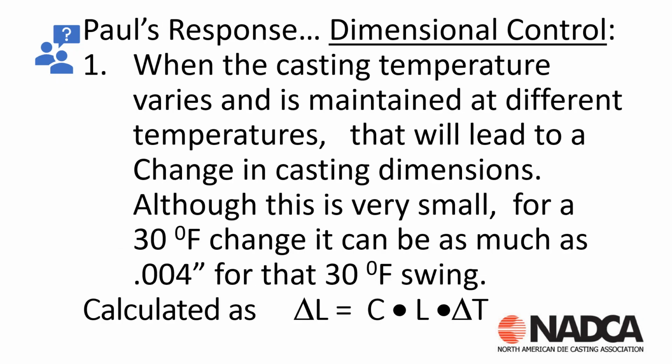When we're talking about dimensional control, we're talking about when the casting temperature varies. So our metal temperature is ranging at plus or minus 15, or a 30 degree total delta T. That can lead to changes in casting dimensions, although that's going to be small. A 30-degree swing in temperature can have up to about a 4/1000th of an inch change over a 10-inch distance.